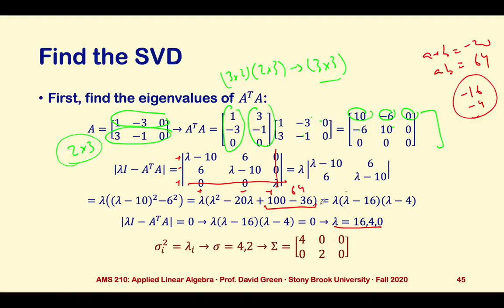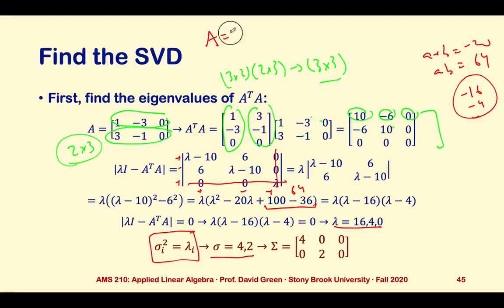The non-zero eigenvalues are related to the singular values of the matrix A through the relationship sigma i squared equals lambda i, or sigma is the square root of lambda. So the non-zeros, 16 and 4, give us singular values of 4 and 2. This is already enough to construct the middle matrix of the SVD.